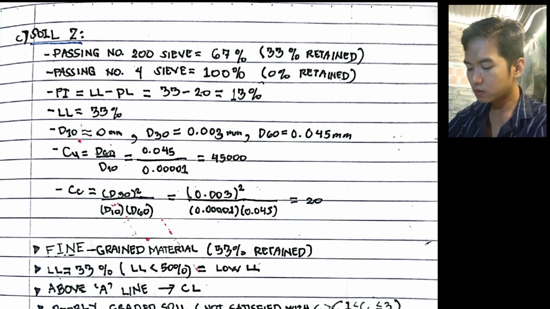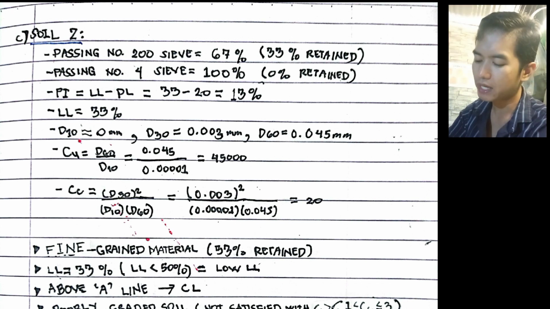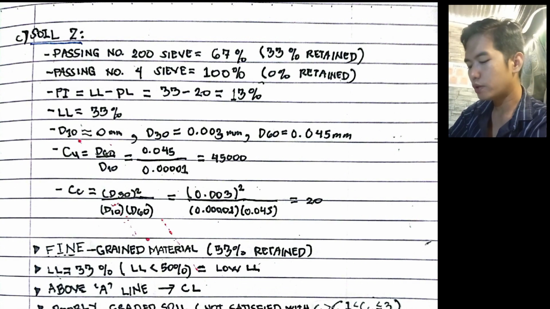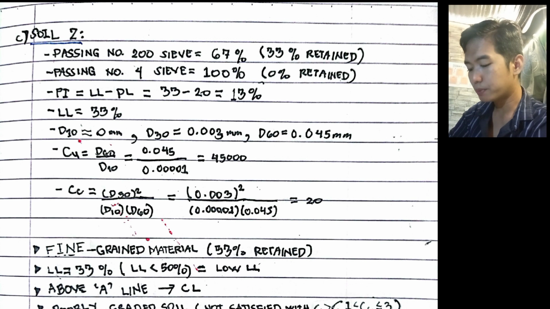So next and last is soil Z. By using again the given graph, the curve graph, passing number 200 sieve is equal to 67% passing, and therefore 100 minus 67 is 33% retained. And same as passing number 4, passing number 4 is 100%, and 100 minus 100 is 0% retained. And the PI, if calculated, is 13%, and the liquid limit given is 33%. Then we find D10, D30, and D60 to get the CU and CC and calculate our gradation.